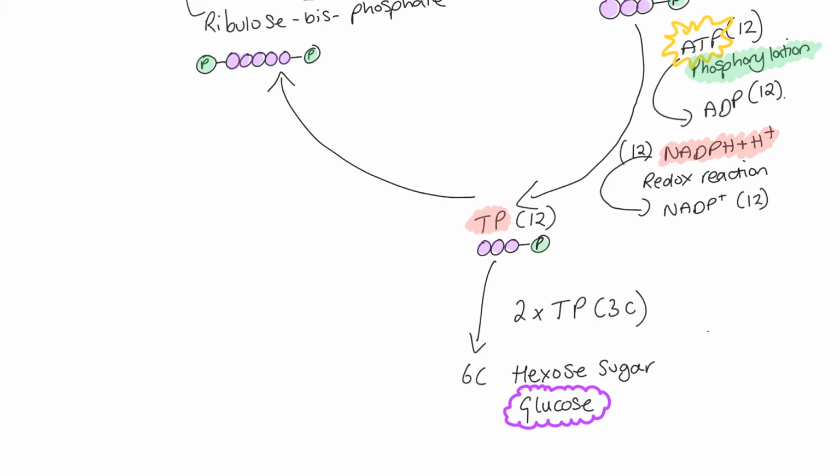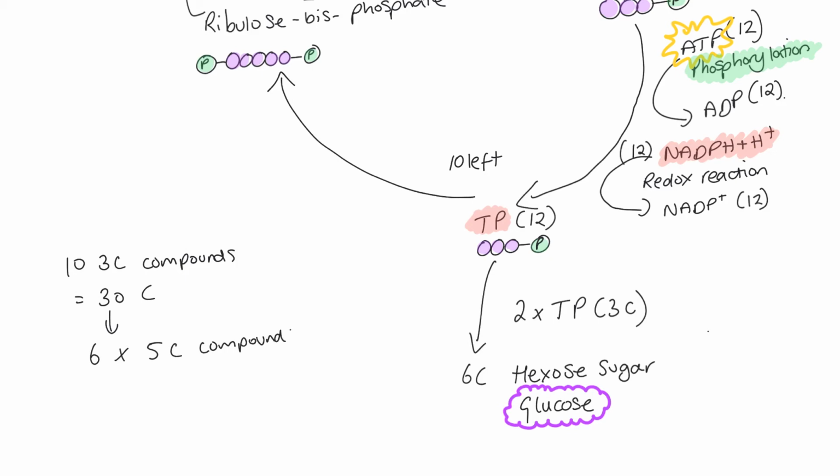Those 10 molecules of triose phosphate then undergo a series of reactions to return them back to ribulose bisphosphate. If we just think about the numbers, we've got 10 3-carbon compounds. That's 30 carbons in total. We can split those 30 carbons into 6 molecules of 5-carbon compounds, RuBP.